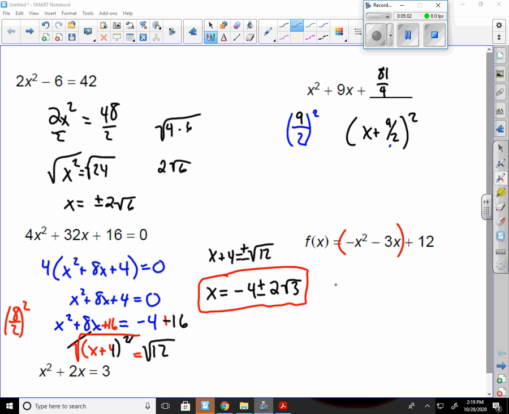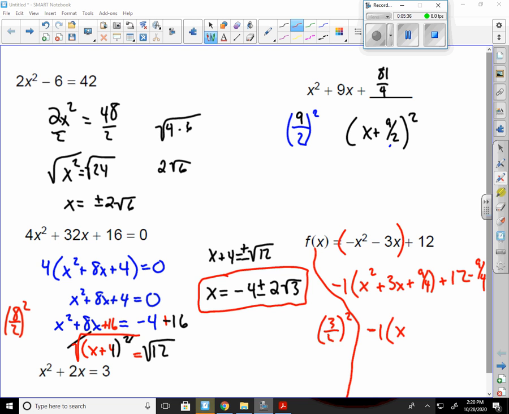Now I can get rid of my negative, pull it out in front. Negative 1, then that's x squared plus 3x. Leave some room, plus 12. Now I do 3 over 2 squared. It gives me 9/4. So I have to subtract 9/4 from the backside. That's going to be negative 1 times x plus 3/2 squared. Remember, the 3/2 just comes from here.